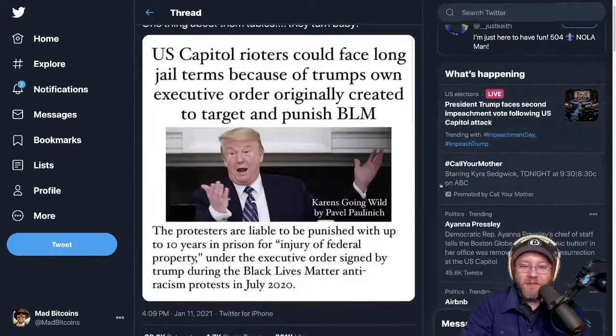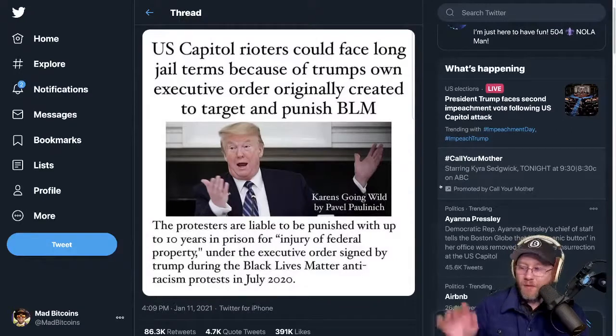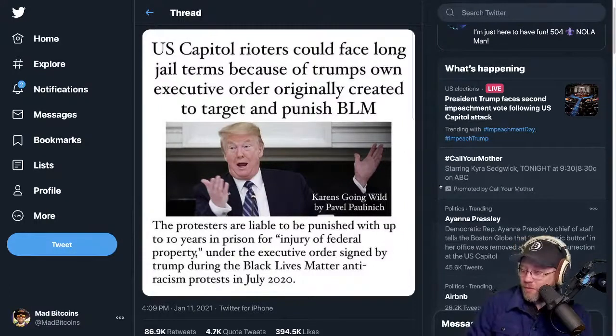This is an interesting side note to the U.S. Capitol riot. We're not going directly into it. We're giving you some side action here. U.S. Capitol rioters could face long jail terms because of Trump's own executive order originally created to target and punish Black Lives Matter. I'm sure you guys all remember this order that came down from Trump. He was trying to protect the statues and the buildings. It seemed absurd at the time, and that's when it was being targeted against Black Lives Matter protesters.